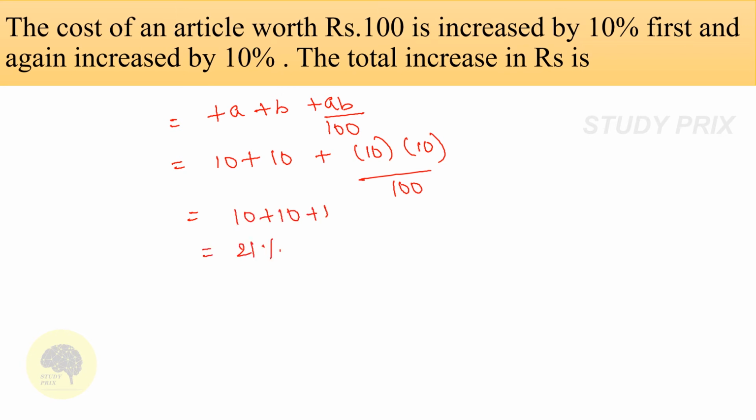Therefore 21%. Therefore the total increase in percentage is 21. So we have to find the increase in rupees. And the total rupees is 100. And the 21% of 100 rupees, we will get 21. And total rupees is 100. We will get 121 rupees is the total increase in the percentage. Okay.